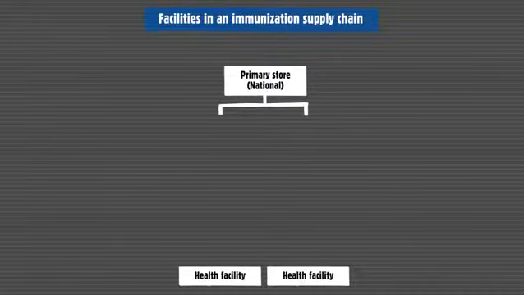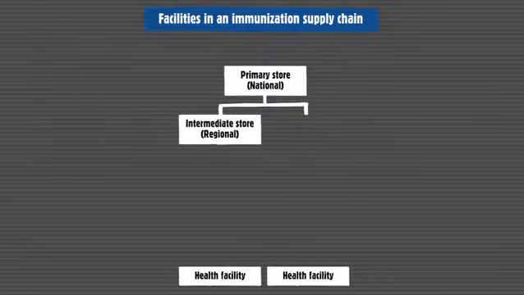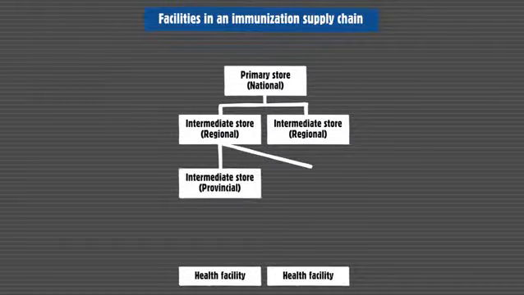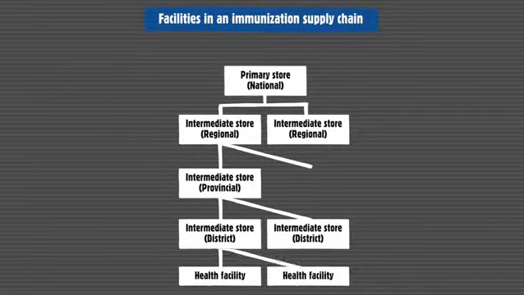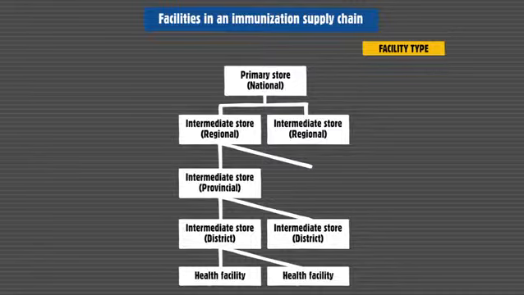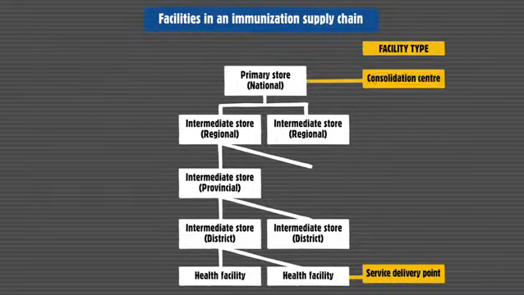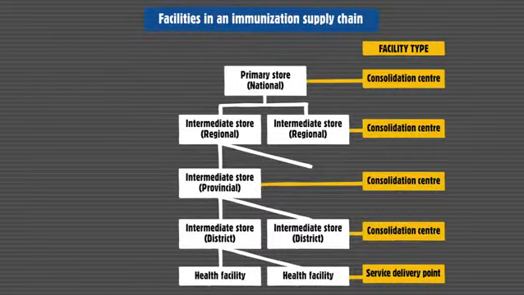And in between these two key levels, there may be several intermediate storage points. We show here a subnational store at regional level and another at provincial level, and small stores at district level. But different supply chains have different numbers of levels. If we look at the facility types involved in this sort of supply chain, we can see that at the lowest level we have a service delivery facility. All the other levels are consolidation centers.